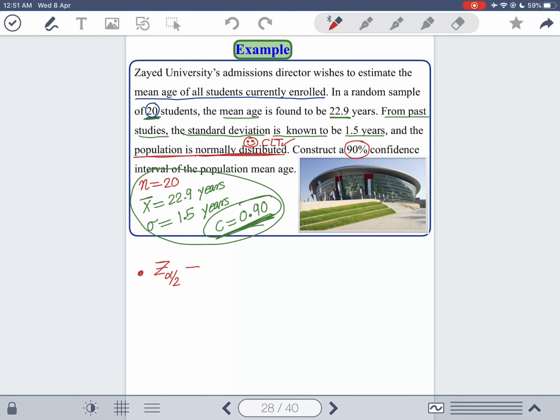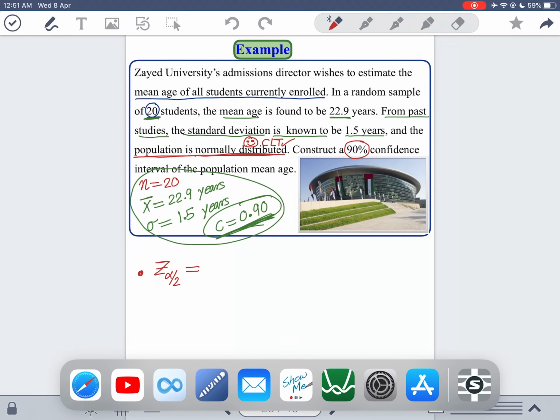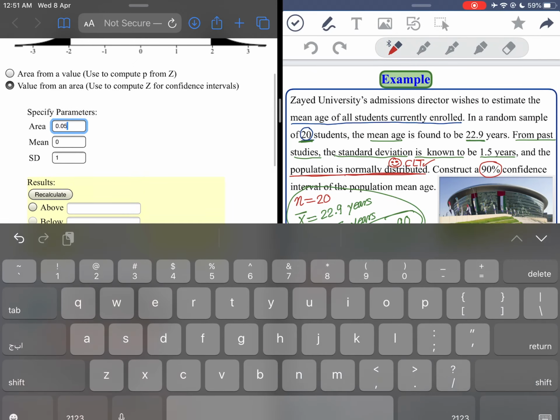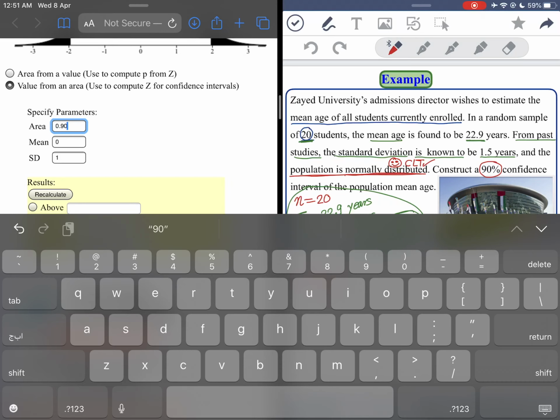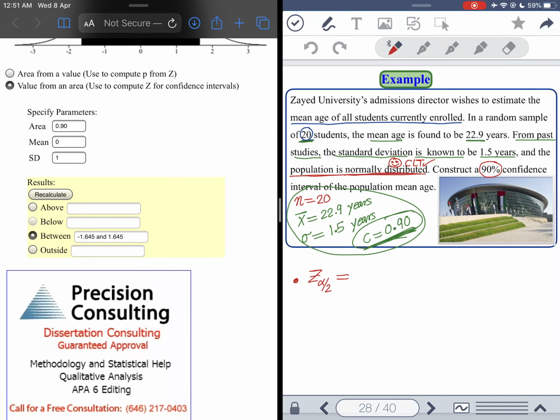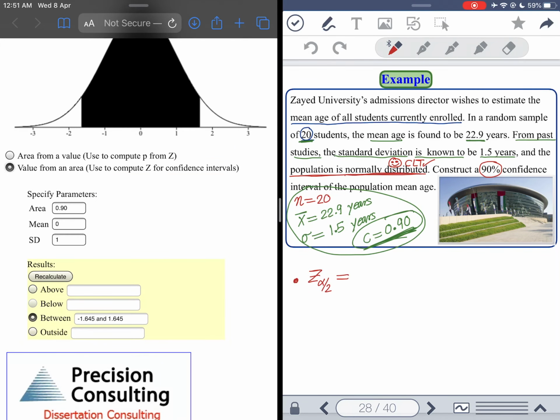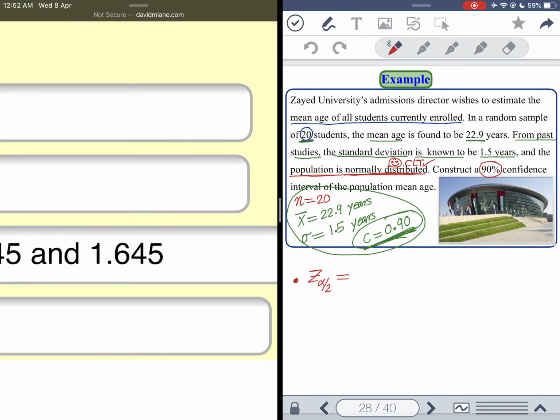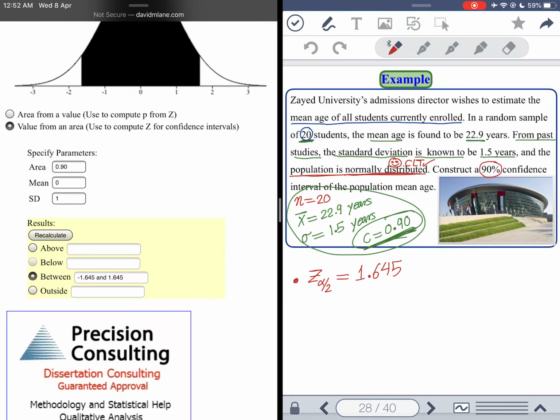So the critical value is, and I have 90% confidence, so I go to the calculator. I will put here 90%, so 0.90, and I want between. So, of course, the value from an area, because the area is the confidence level. So it turned out to be 1.645. You can say 1.65, but let me take it as it is, 1.645.